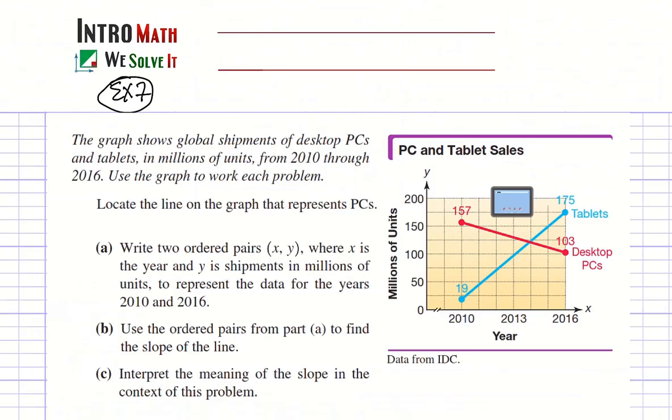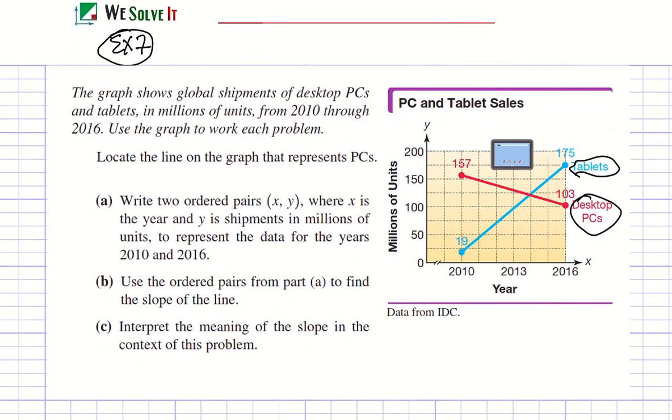All right, here is our example. Example number 7. We did this problem before, but we did it in part 2. We did the tablets, but I forgot to do the computer, the desktop PC. So we're going to do the desktop PC here. It says the graph shows global shipments of desktop PCs and tablets in millions of units from 2010 through 2016. Use the graph to work each problem.